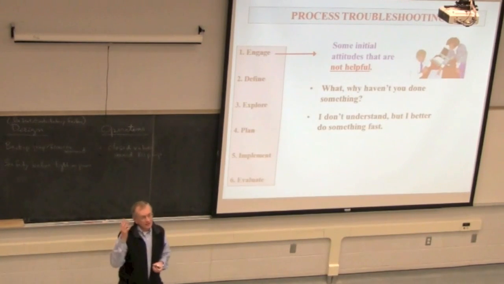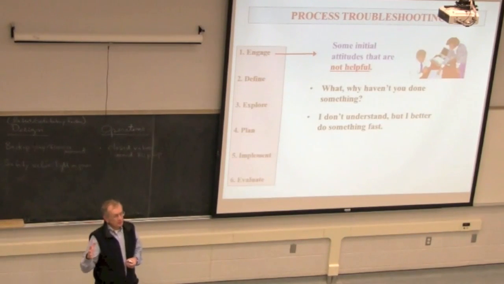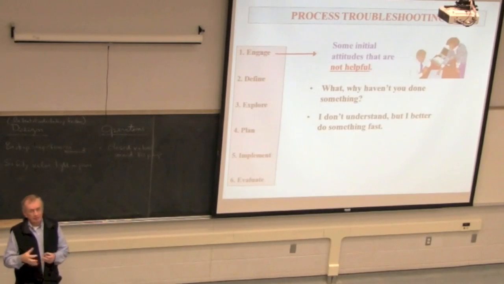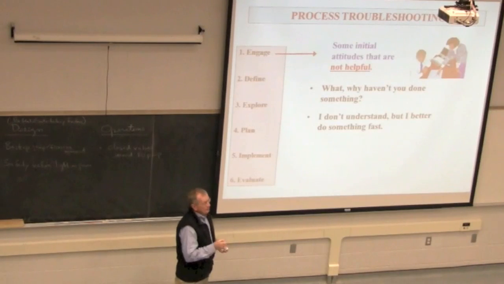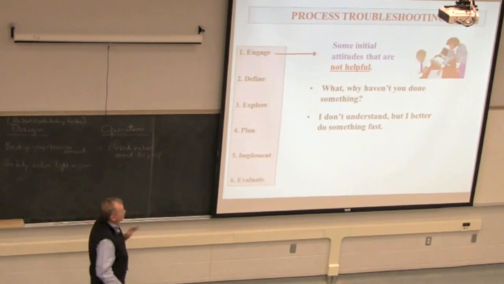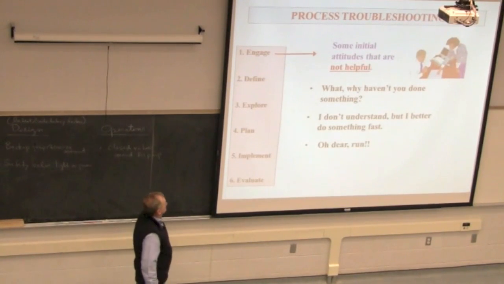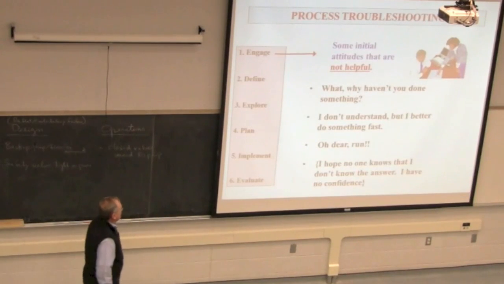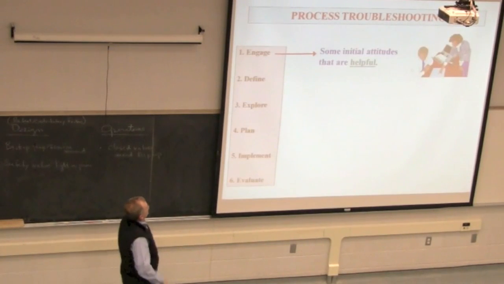If you recognize it's a safety problem, then you have to do something fast. But that should be already thought out. The procedure should be there and the control system should be there, so when you hit the red button, everything happens automatically and fast. So do something fast only if you're absolutely sure it's a safety problem. Other than that, don't run. That's good for your career. So I have no confidence? Don't worry about that.